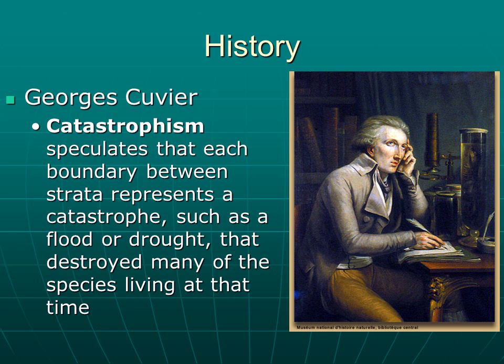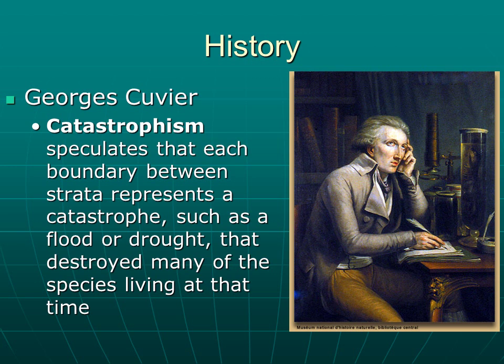So, giving a specific definition to catastrophism, it speculates that each boundary between strata represents a catastrophe, such as a flood or a drought, that destroyed many of the species living at that time. So Georges Cuvier basically said, okay, I see that there's a difference between these layers. The species are changing. They're a little bit different, but what caused that? He didn't attribute it to evolution per se.